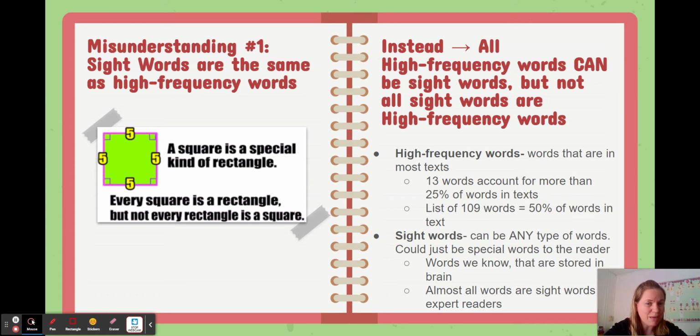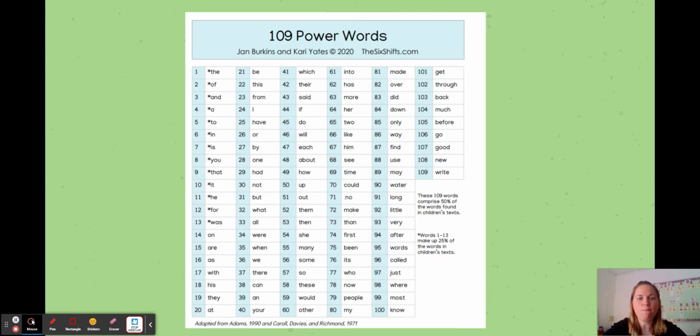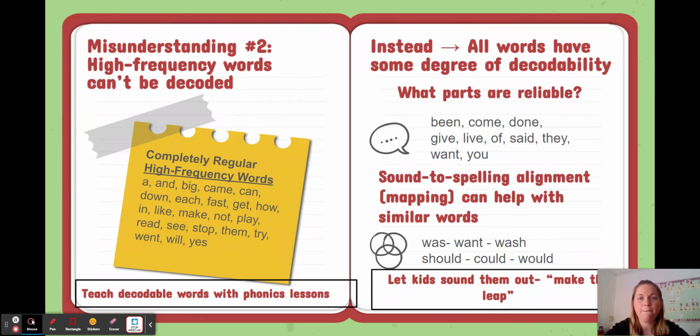Sight words are any type of word that's stored in our brains in a way that we can read it really quickly. For expert readers like ourselves, almost all words are sight words. But for a kid, Superman could be a sight word, or Minecraft could be a sight word. It's not from a specific list. It's words that they know and they know well and they know quickly. So here's your nice list, I'll add that right next to where you clicked on this video.